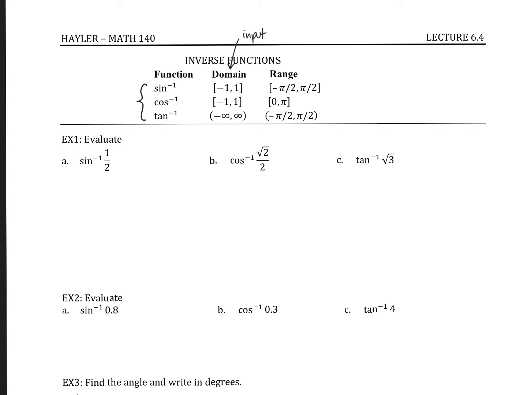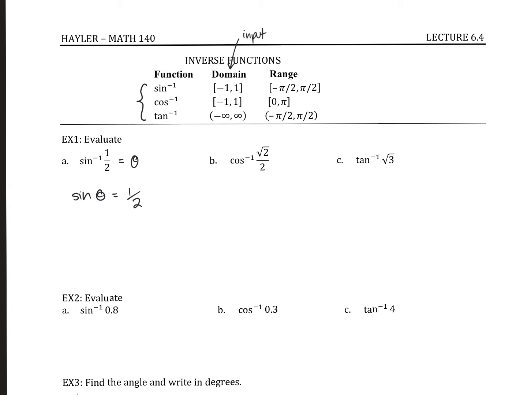So for sine inverse of a half, how would we solve this? Well, if you recall, we could go ahead and set this equal to some value. So let's say theta. And then, using the inverse rule, we know that sine of theta will equal a half. By just changing this to the regular sine, we've taken the inverse.